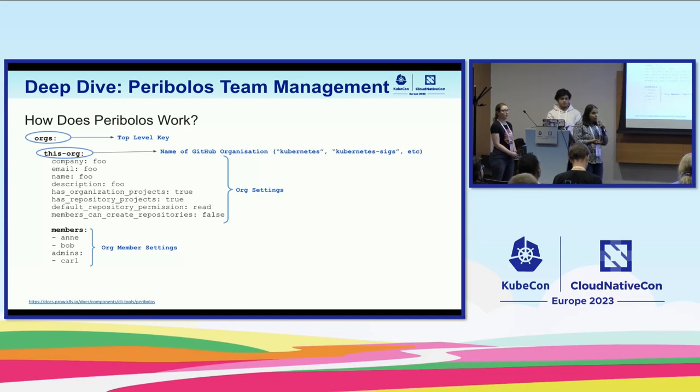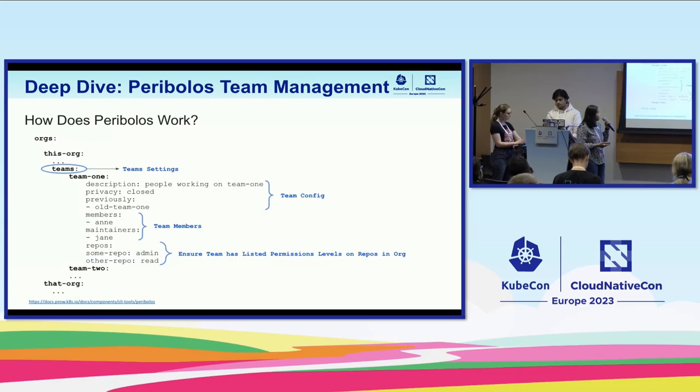And under that, we also define our members, or we say these many we are adding as just members, or so-and-so we are listing as admins. Plus, we can also define teams here, so we can collect people under a certain team. Like Anne and Jane, they are part of team one, and along with being members, they also have access to these specified repos here. So they have admin access to some repo and read access to other repos. That's how it's written here.